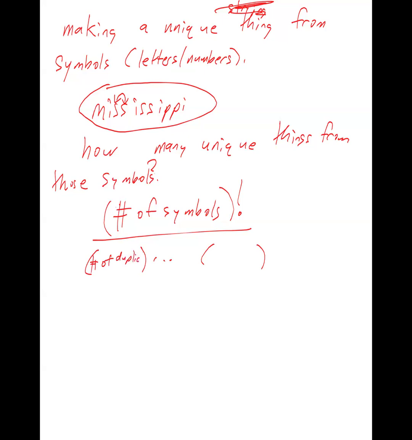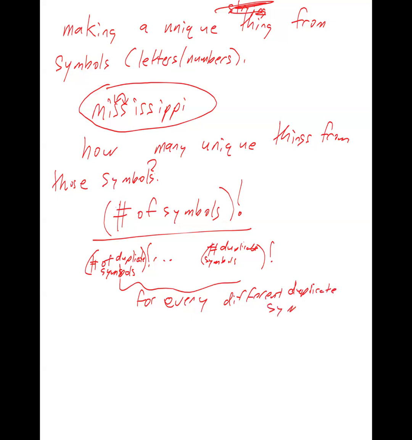So you have to take the number of duplicate symbols factorial, dot, dot, dot, times every other number of duplicate symbols factorial, for every different duplicate symbol. You've already learned this in college algebra, probably.